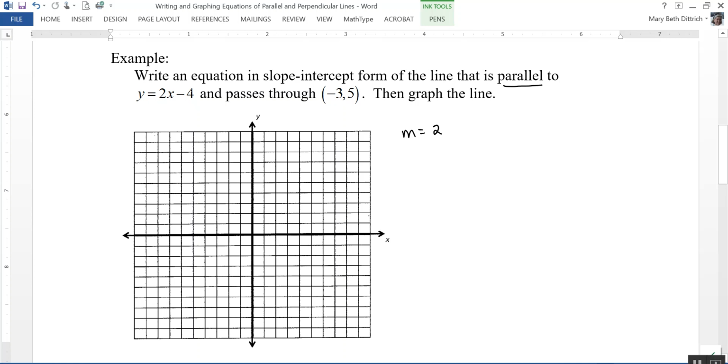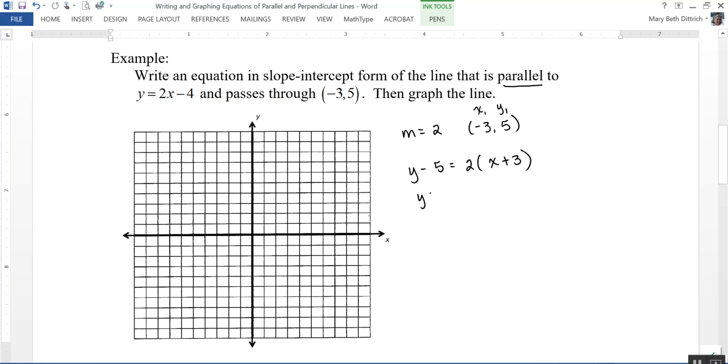I don't actually need to do anything with this negative 4. I'm basically finding a different y-intercept for my line. And then I know that the line goes through the point negative 3, 5. So I know the slope and I know a point on the line, so I'm going to use point-slope form. So y minus y1 is equal to m times x minus a negative 3, which is my x1.